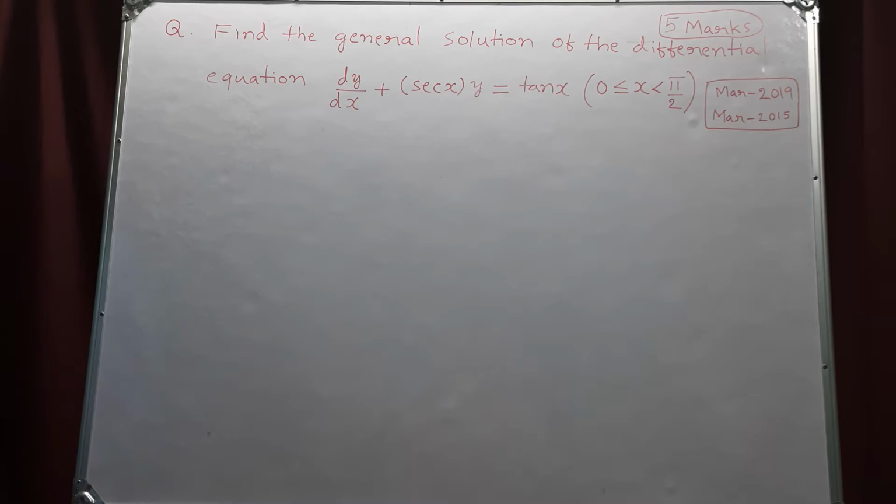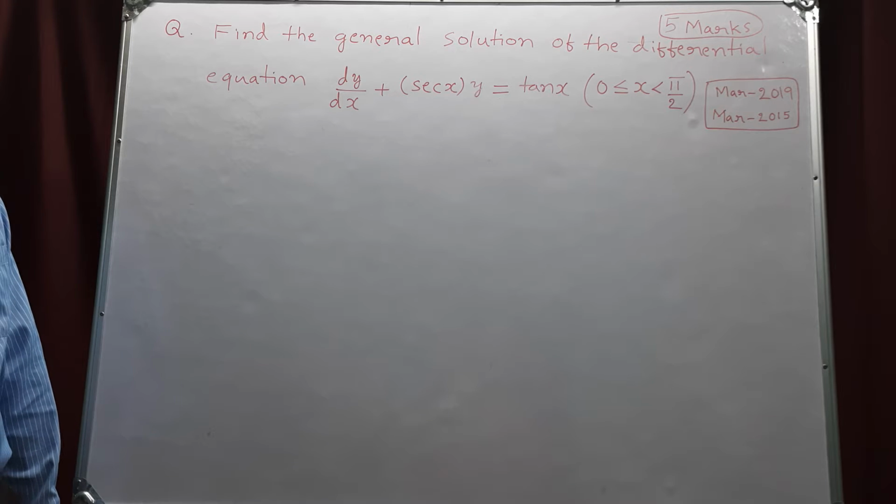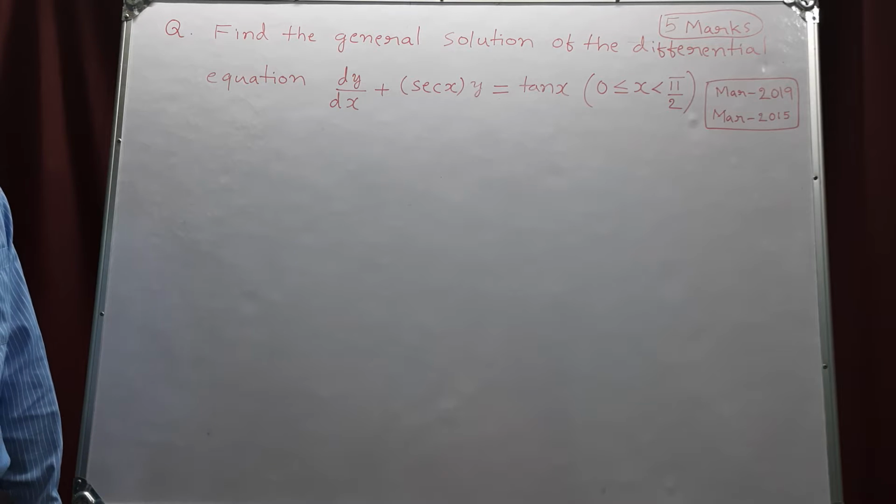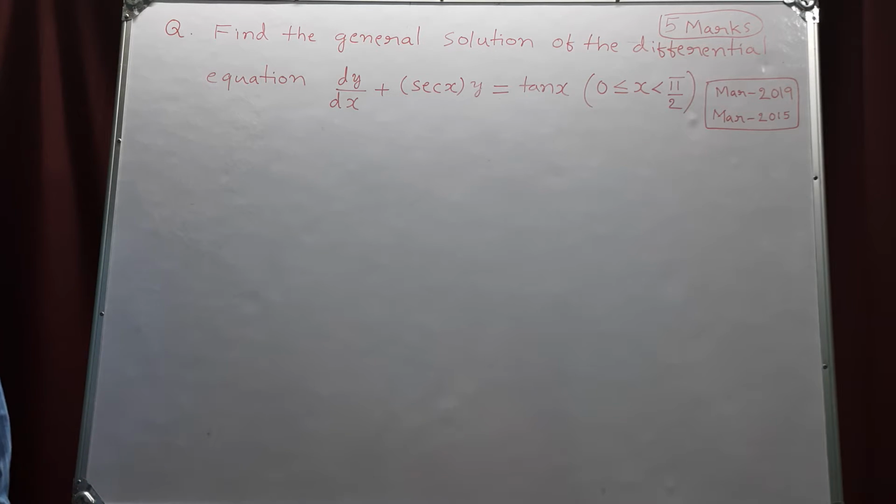In this class, let us solve some of the 5-mark questions on the chapter differential equations. So the question is, find the general solution of the differential equation dy by dx plus secant x into y is equal to tan x, where 0 is less than or equal to x less than pi by 2. This question was asked in March 2015 as well as March 2019. Let us see the solution.